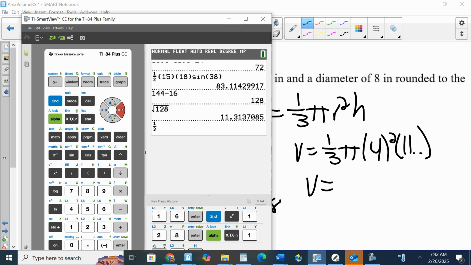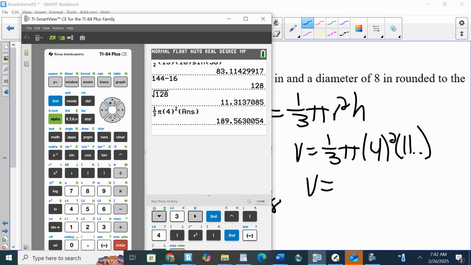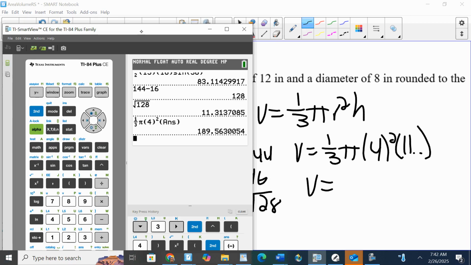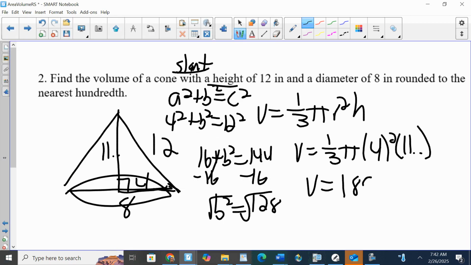1/3 pi 4 squared. Second answer. And to the nearest hundredth, I've got 189.56. So you are responsible for finding the volume of a cone given its slant height. If that's the case, you just use Pythagorean theorem.